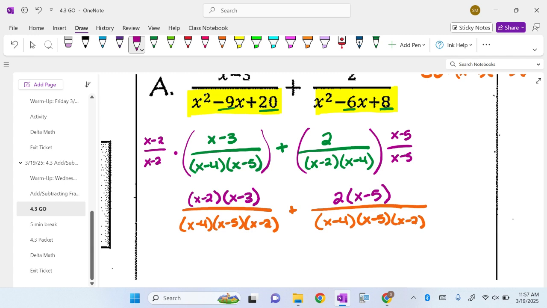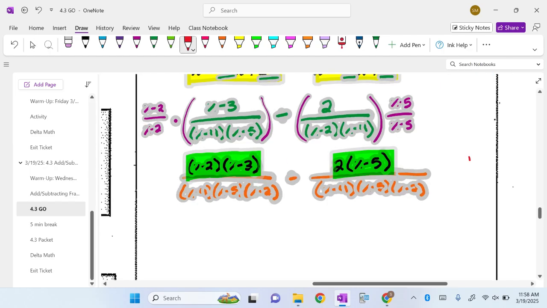What we started with. So don't simplify just yet. What we want to simplify now is we just want to multiply through these two values. So then when we rewrite it, we can start combining the like terms. All right.